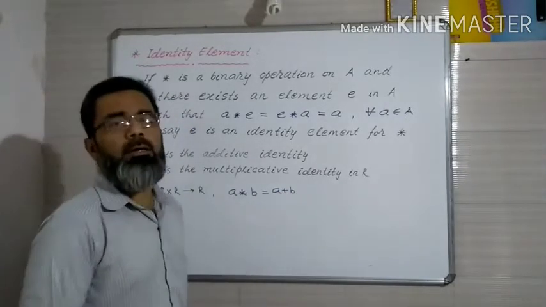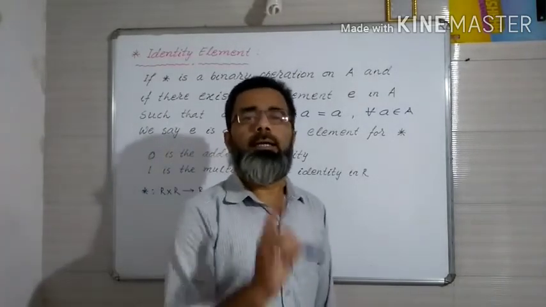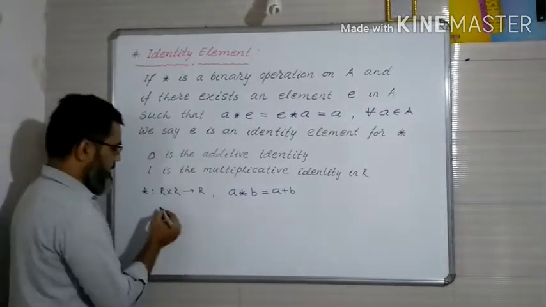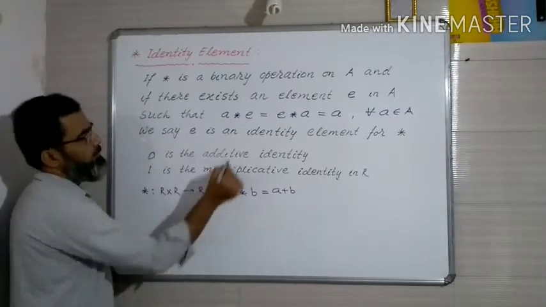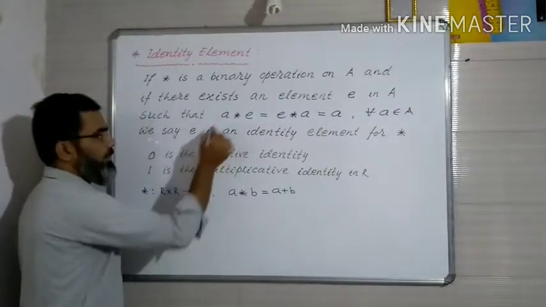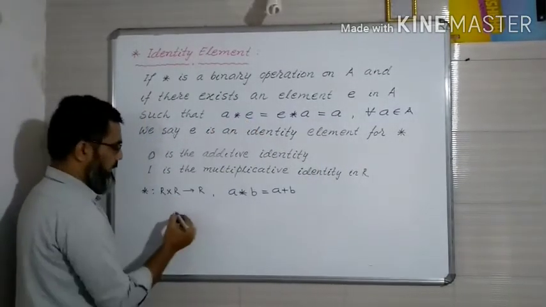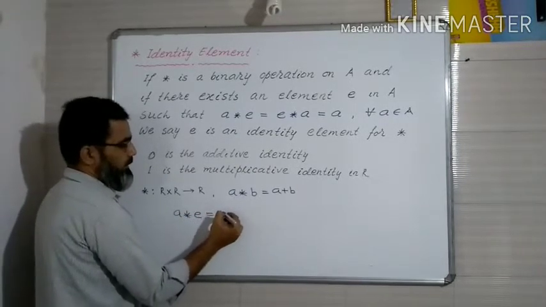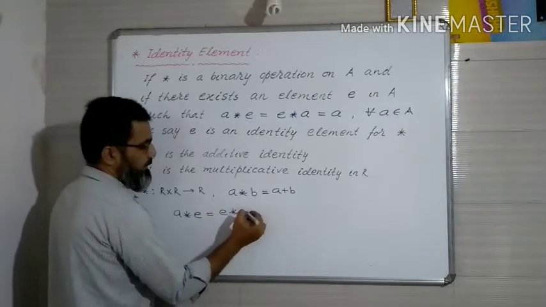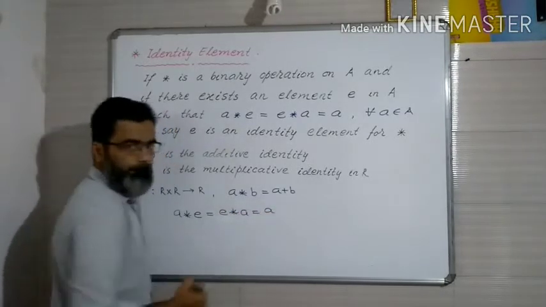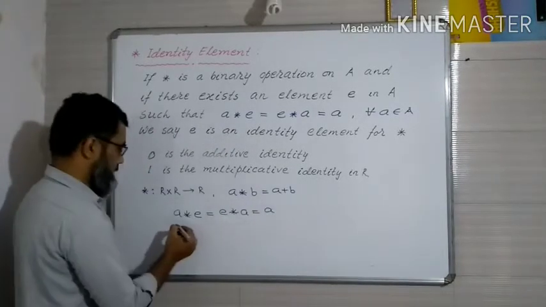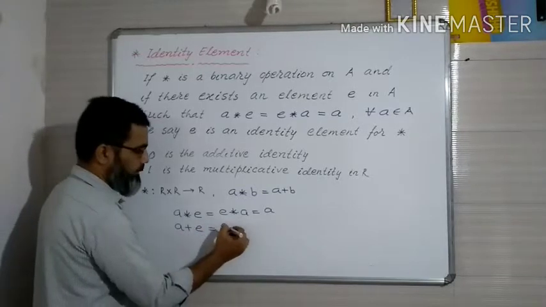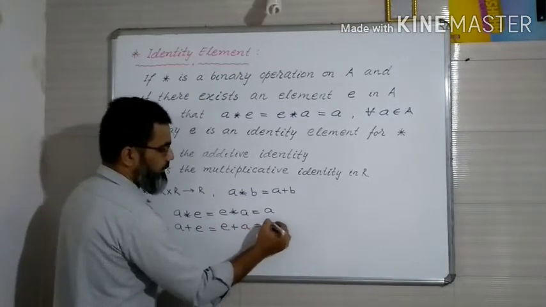Now I want to find the identity element of this addition operation, right? So I will take this definition. Let e is the identity element, then A star e is equal to e star A is equal to A. Now apply this formula. So I will get A plus e is equal to e plus A is equal to A. See this.